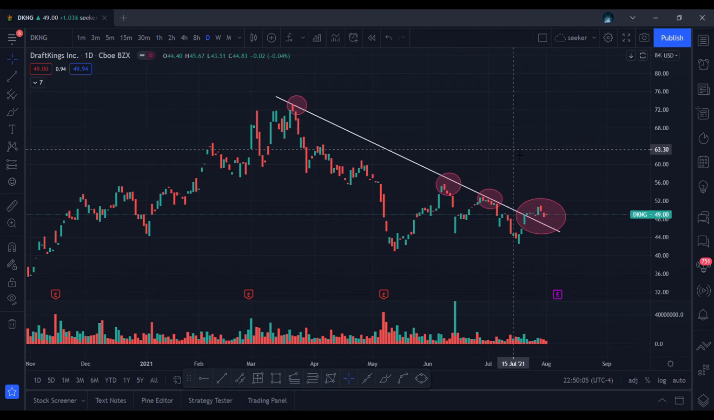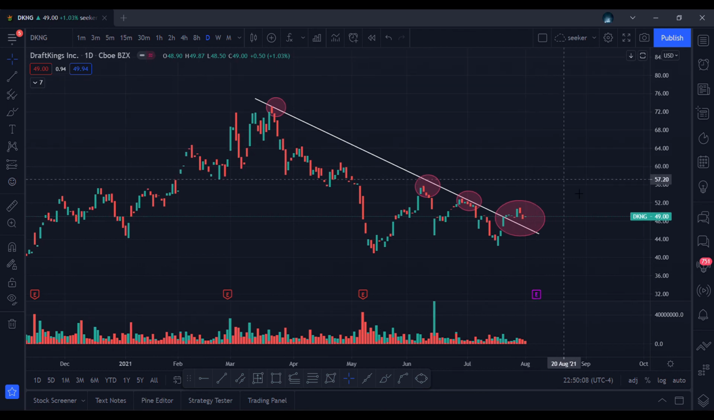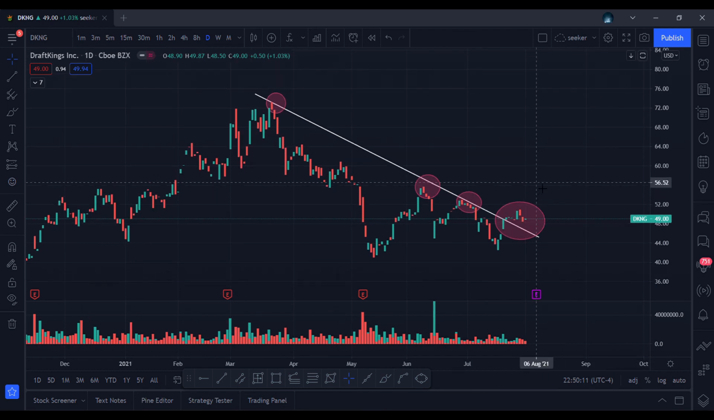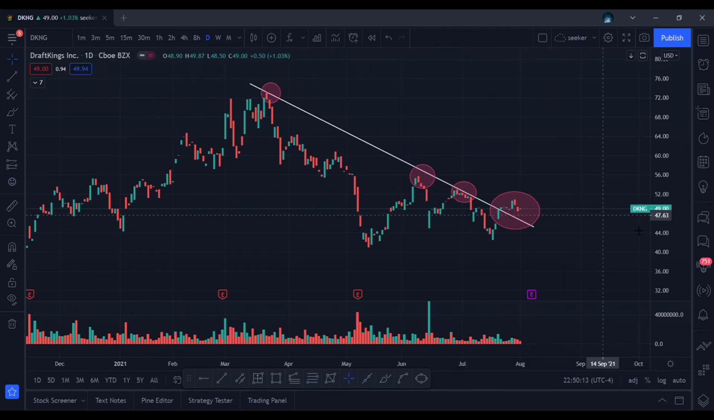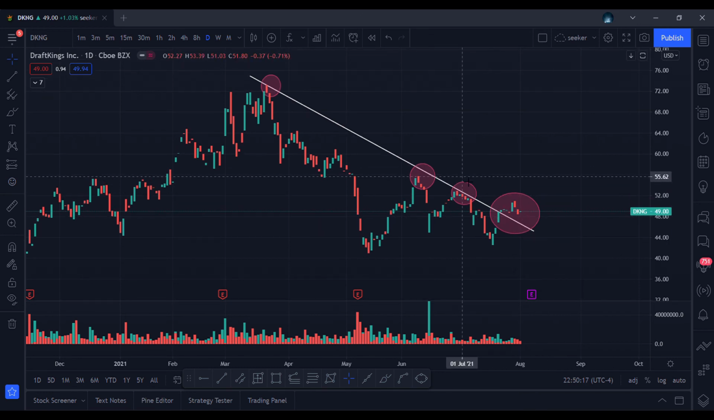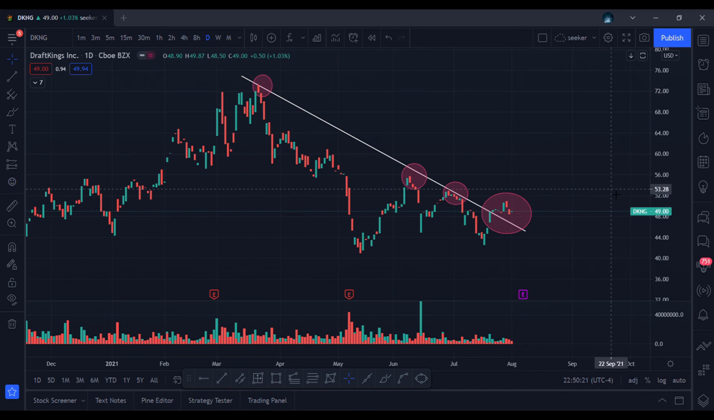But this is how easy it is to identify a breakout, how to get in, and when to take your profit at these resistance levels. I hope you guys learned something from this video. Some key takeaways would be to be patient while trading and always wait for the pattern to come to you.